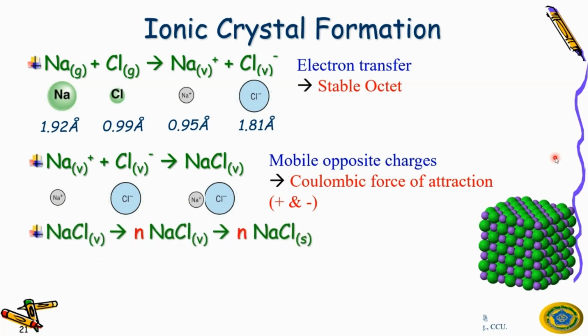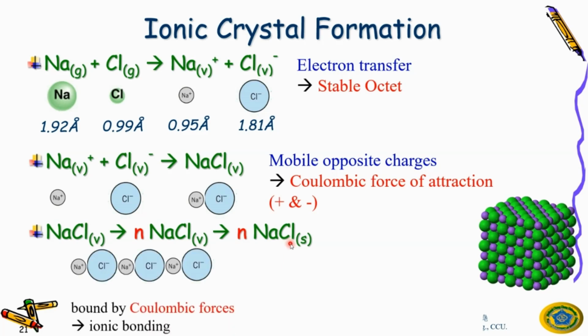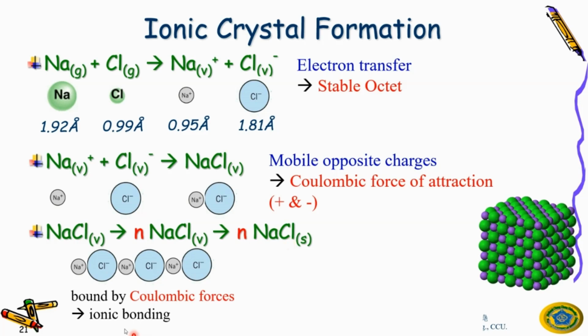And then once you have a molecule, you have many molecules, and you become a solid. By what? By Coulombic forces, right? Because you have these molecules, and these two molecules will attract each other because of what? Negative and positive charge, Coulombic forces. And this is called ionic bonding.